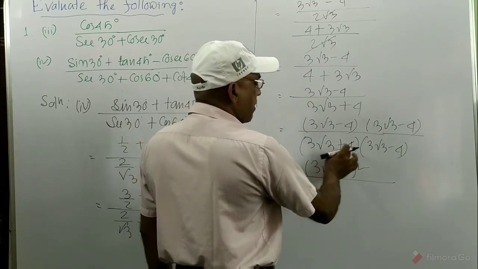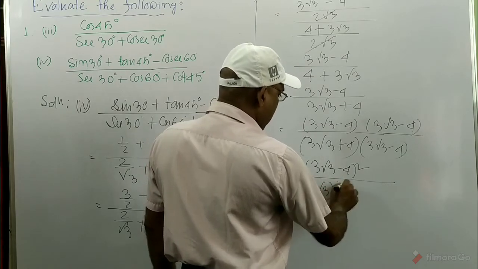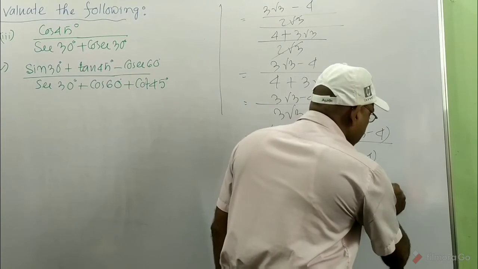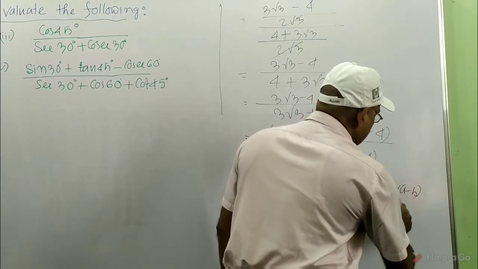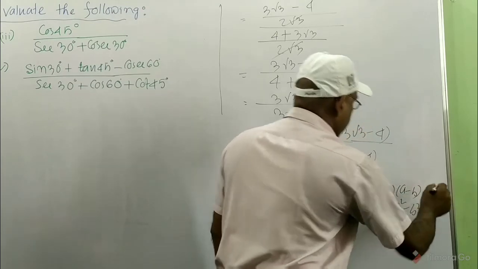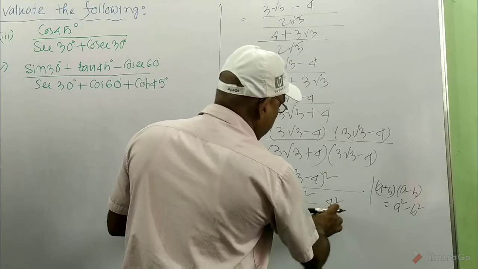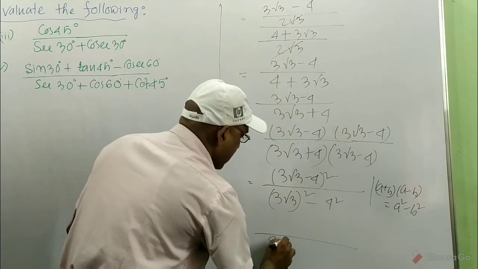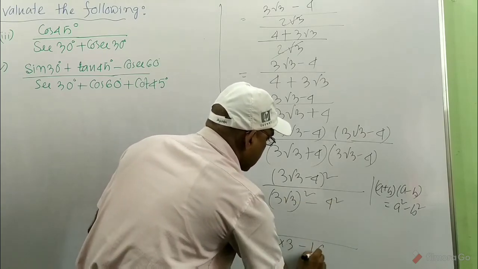And in the denominator this is a plus b, a minus b. This is a square minus b square. We know a plus b into a minus b is a square minus b square. So this is 3 square means 9, and root 3 square is 3, so 27. And 4 square means 16.